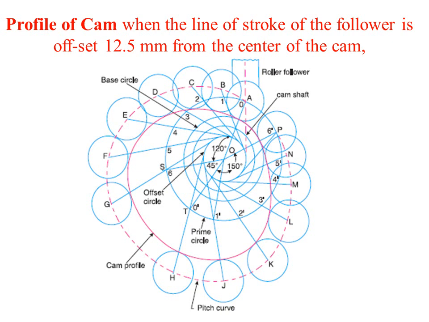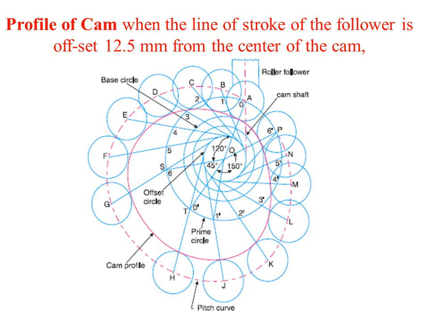Now once that has been done, join all these arcs with the points, that is B, C, D, E up to P. Join all this with a dotted smooth curve, and this dotted smooth curve will extend up to the prime circle.